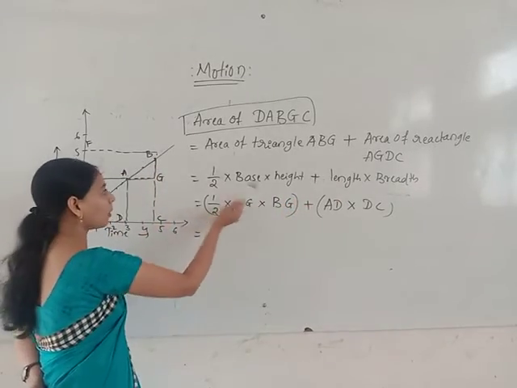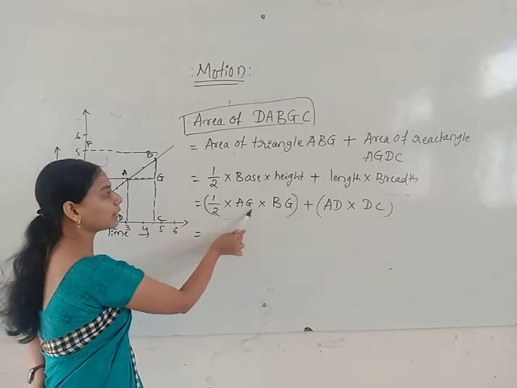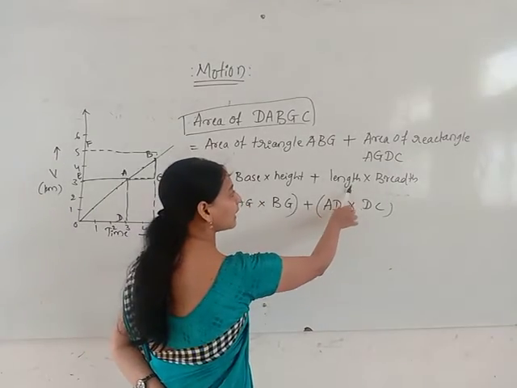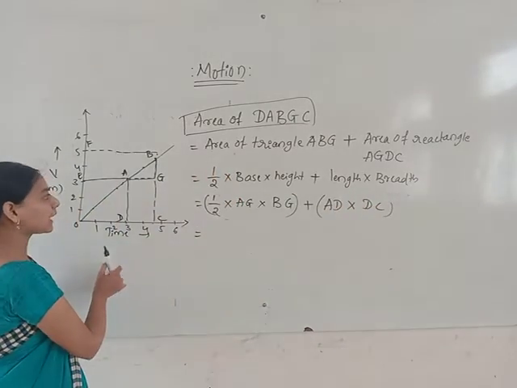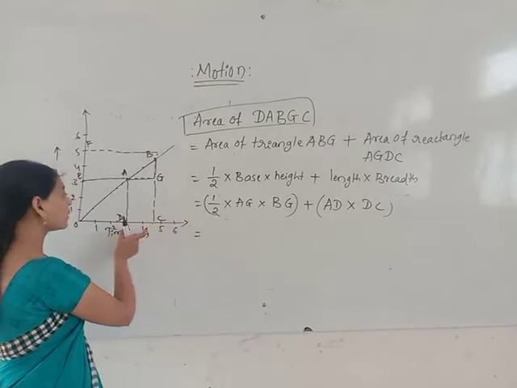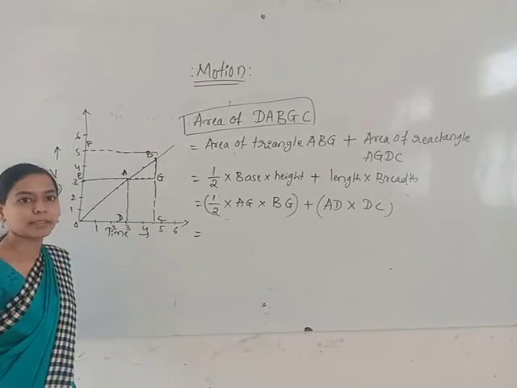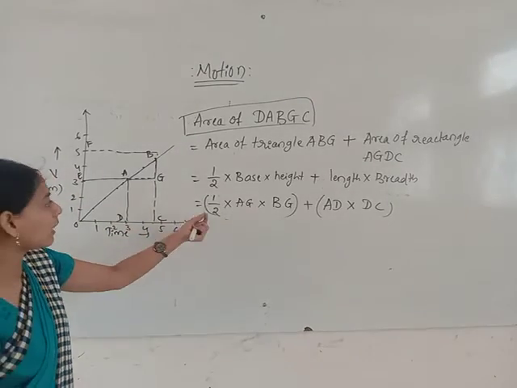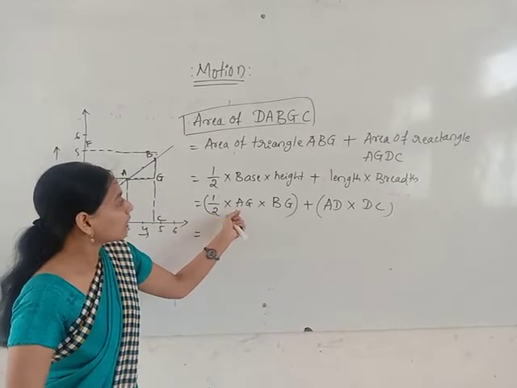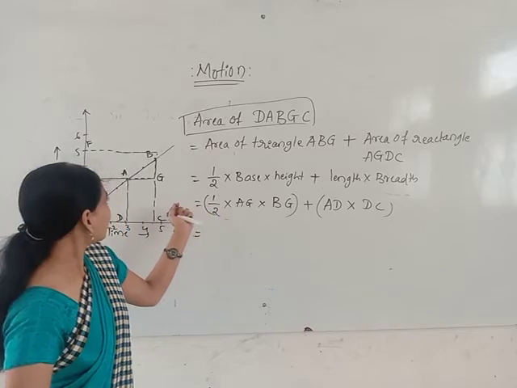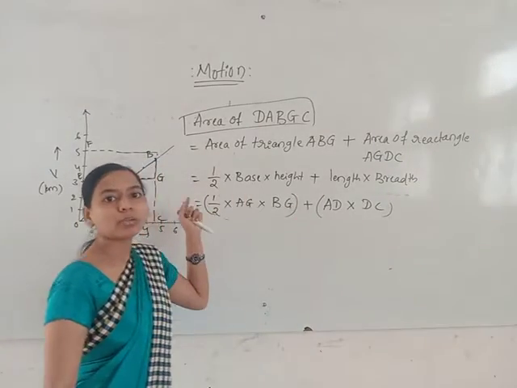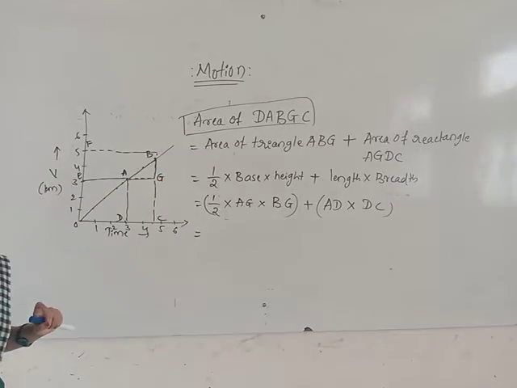What is the base here? AG, so 1/2 AG, and the height is BG. Next, length into breadth: in the rectangle the length is AD, or we can say DC also, and DC is the breadth here. By this, if we arrange it, we can take it as GC also. This is the main idea regarding how to measure the distance between the 2 points.